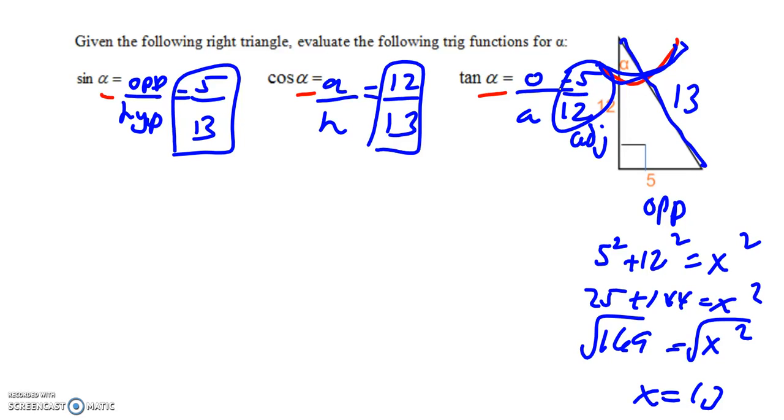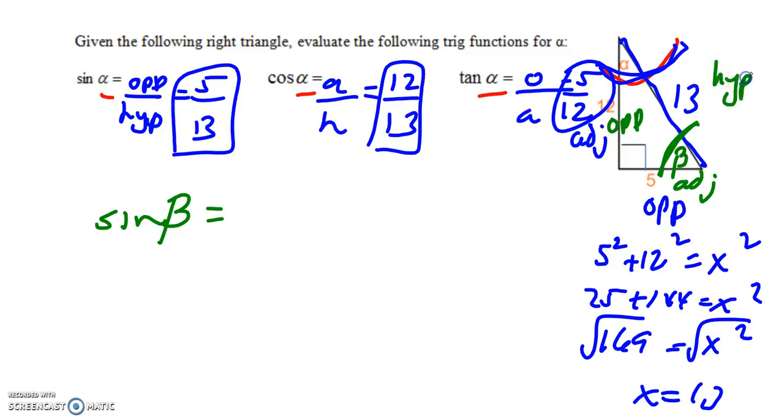Now, something else that's good to point out at this point is, remember, it's all about perspective. So let's say that I called this angle down here beta. Let's just say that I wanted you to find the sine of beta. Remember, now your perspective changes. So if this is where you're looking, the 12 would now be your opposite, the 5 would now be your adjacent, and the 13 would still be your hypotenuse.